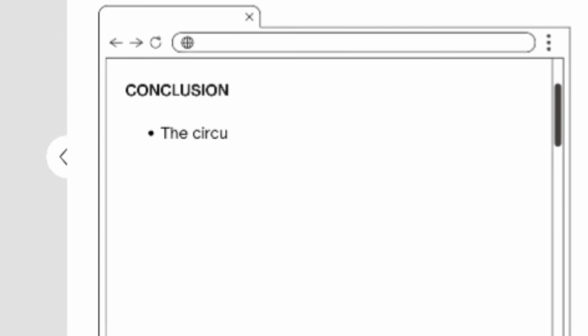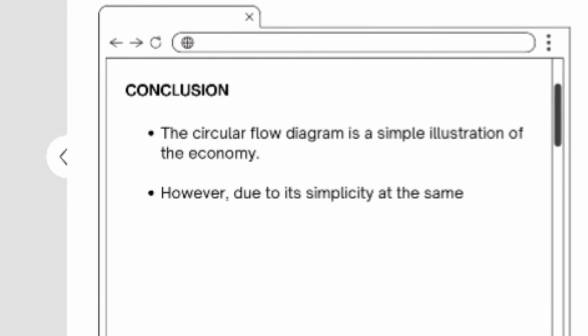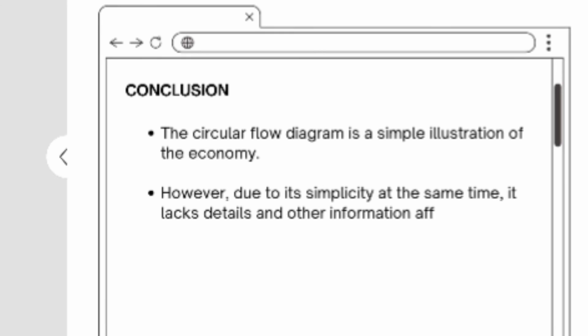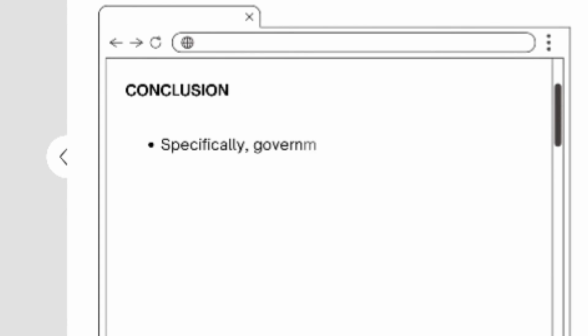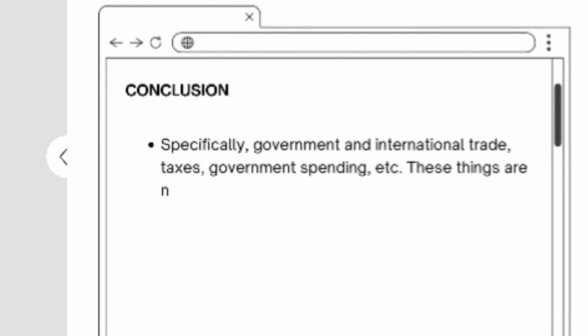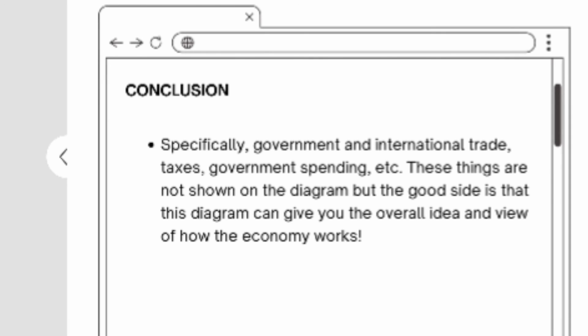In conclusion, the circular flow diagram is a simple illustration of the economy. However, due to its simplicity, it lacks details and other information affecting the country's economy. Specifically, government and international trade, taxes, government spending, etc. These things are not shown on the diagram, but the good side is that this diagram can give you the overall idea and view of how the economy works.